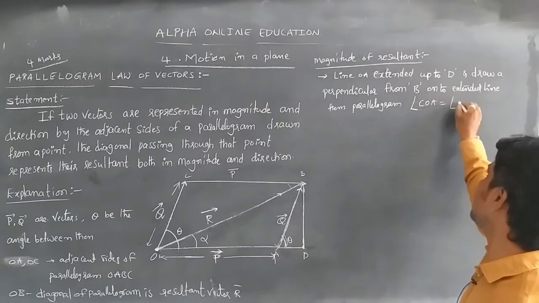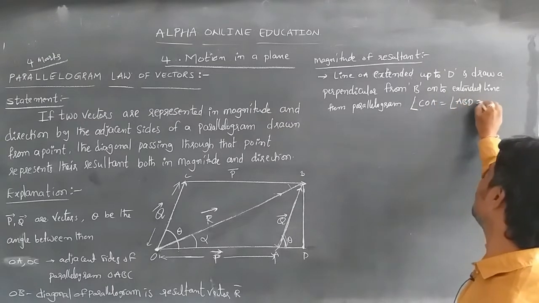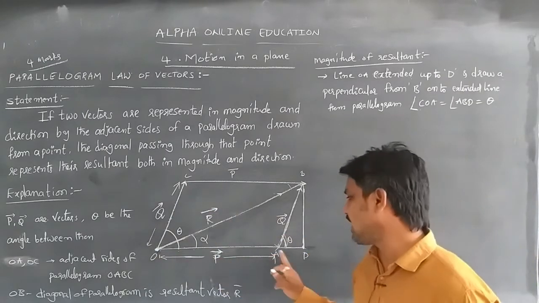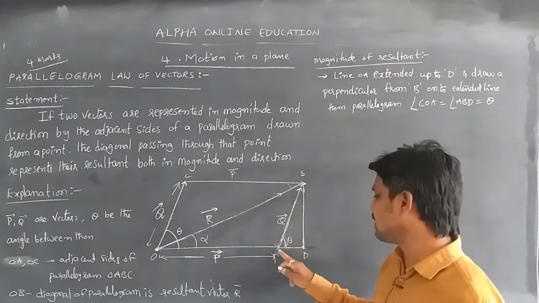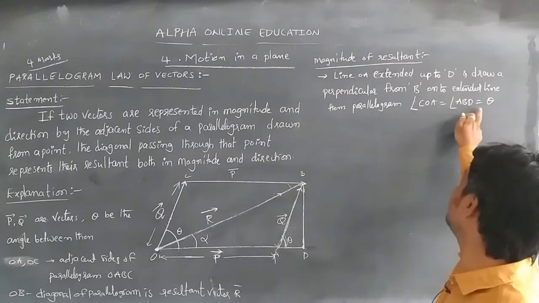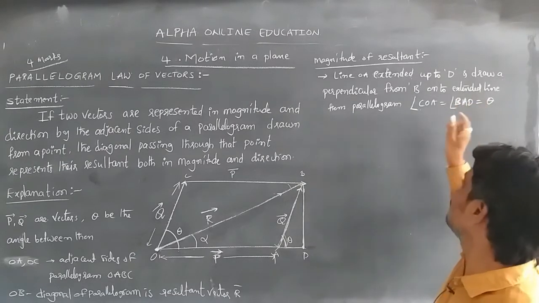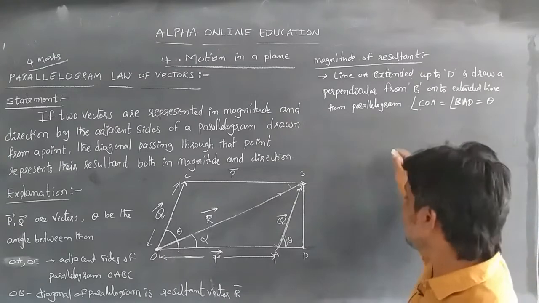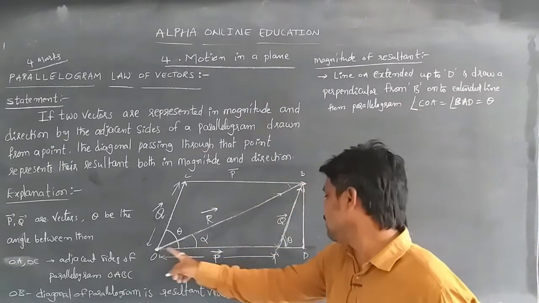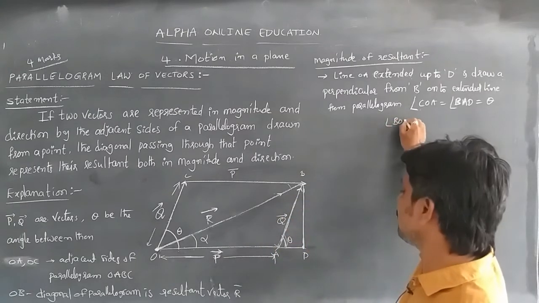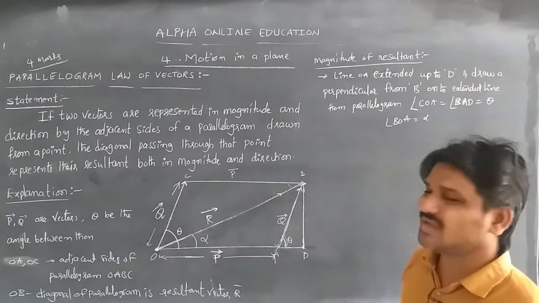Angle COA is equal to angle ABD, which is equal to theta. Both have the same angle, COA as well as BAD. So the total is theta. And also here we can write that angle BOA will be alpha. That is the second thing.